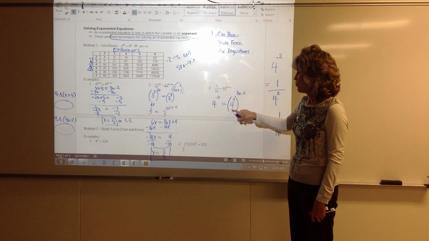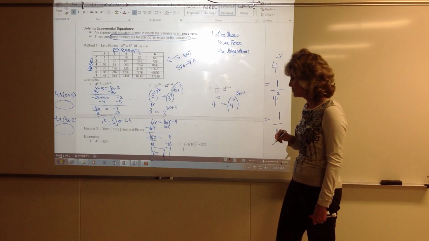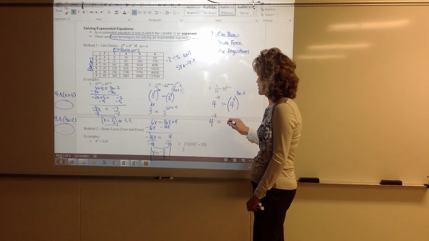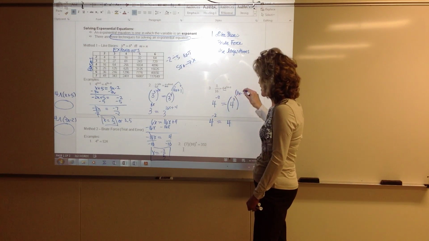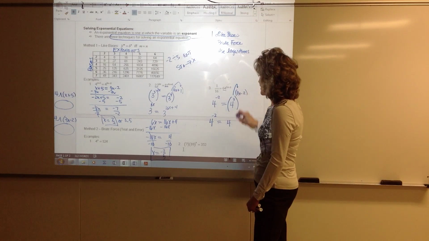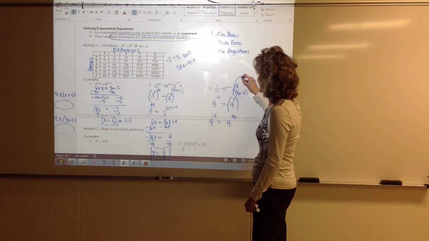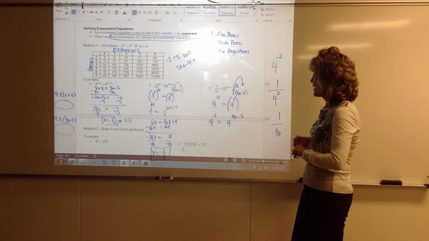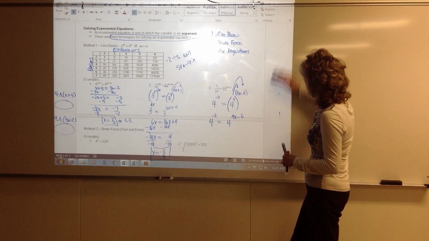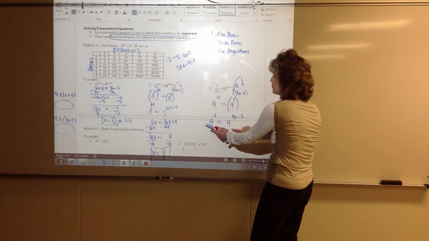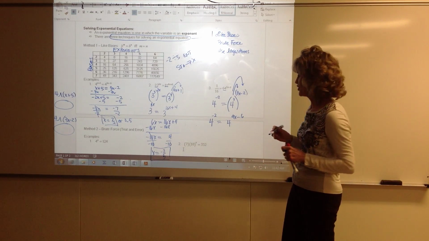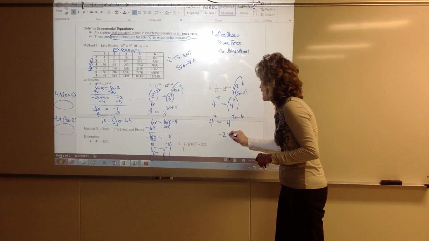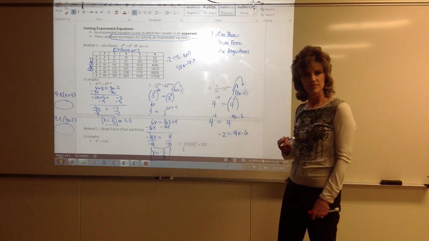On the right side, I have one base and a power and another power, so I have to multiply. 4 to the negative 2 equals 4 to the, I'm going to have to distribute, 9x minus 6. And now I have like bases. And the only way these two things can mean the same is if the exponents are equal. So if I solve, I know that negative 2 has to equal 9x minus 6.